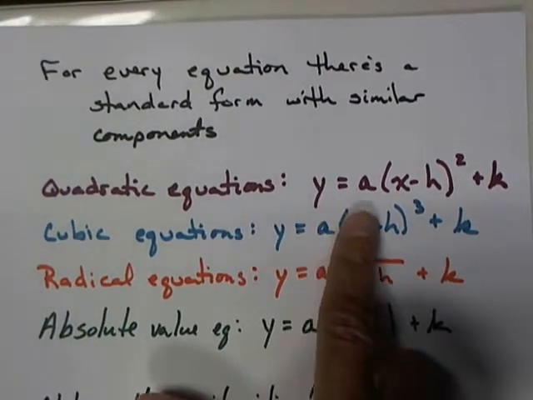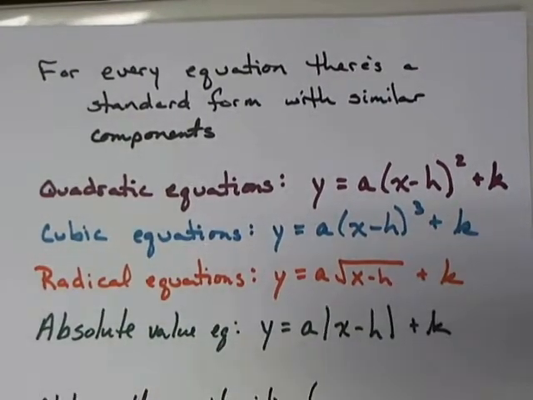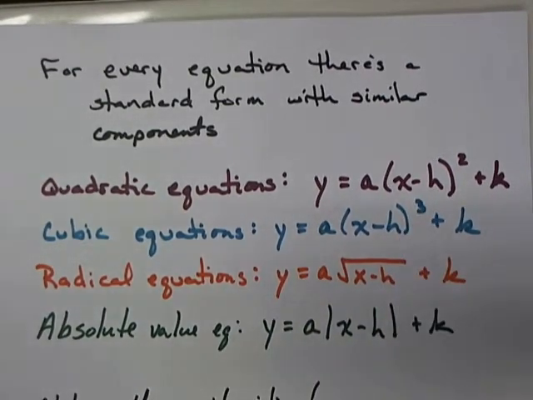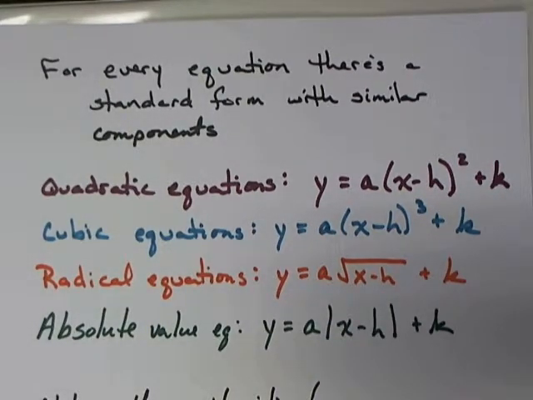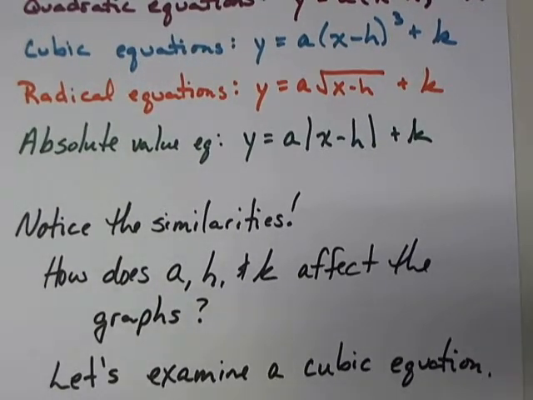Quadratic equation would be y is equal to a times the quantity of x minus h, that quantity squared, plus k. Cubic equations is very similar, but it's going to be a cubic function. That's how you know it's x to the third up there. In a radical equation, that x minus h is going to be underneath the radical sign, and similarly the absolute value has the x minus h inside absolute value signs instead. But notice all the similarities. Each one has an a, a minus h, and a plus k. Each of those is going to affect the graph in a different way, and we're just going to briefly talk about how that's going to affect our graphs.